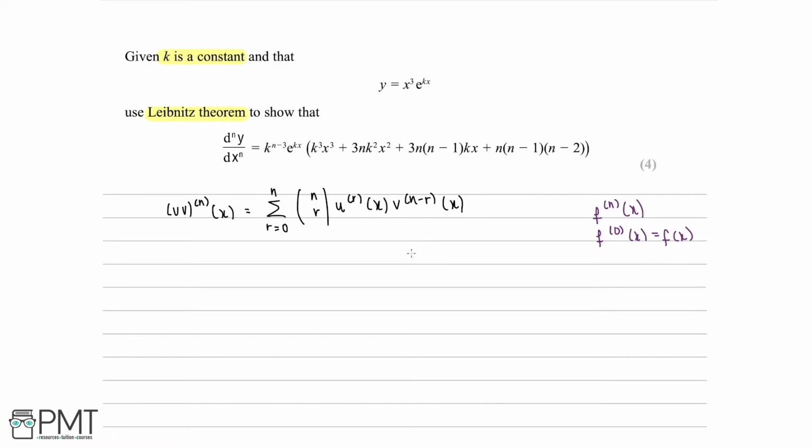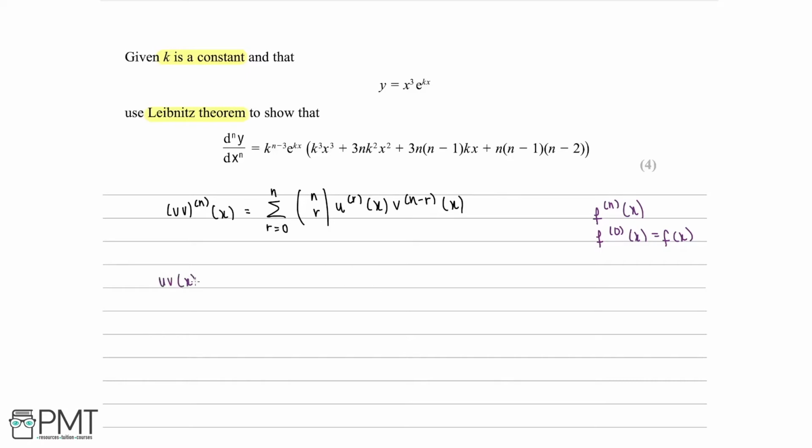Great, so now that we have this formal definition, how can we use it to answer our question? Well, the first step to doing this is to find out what exactly u and v are. Well, if we look at our question, we have x cubed multiplied by e to the power of kx as our function uv of x. So we can write that uv of x is equal to x cubed multiplied by e to the power of kx.